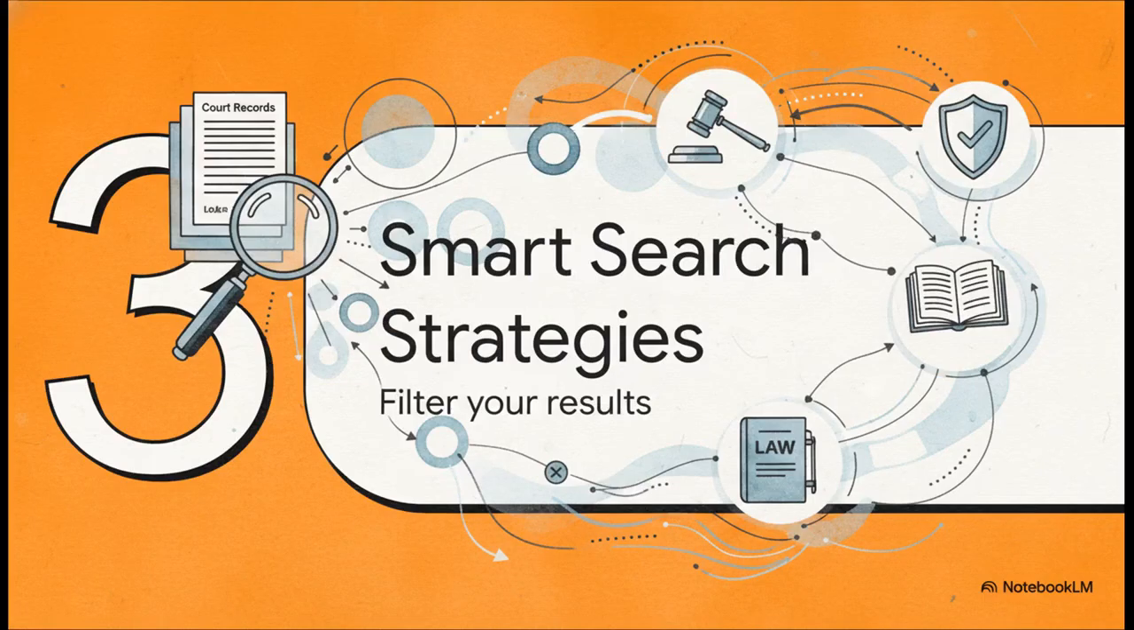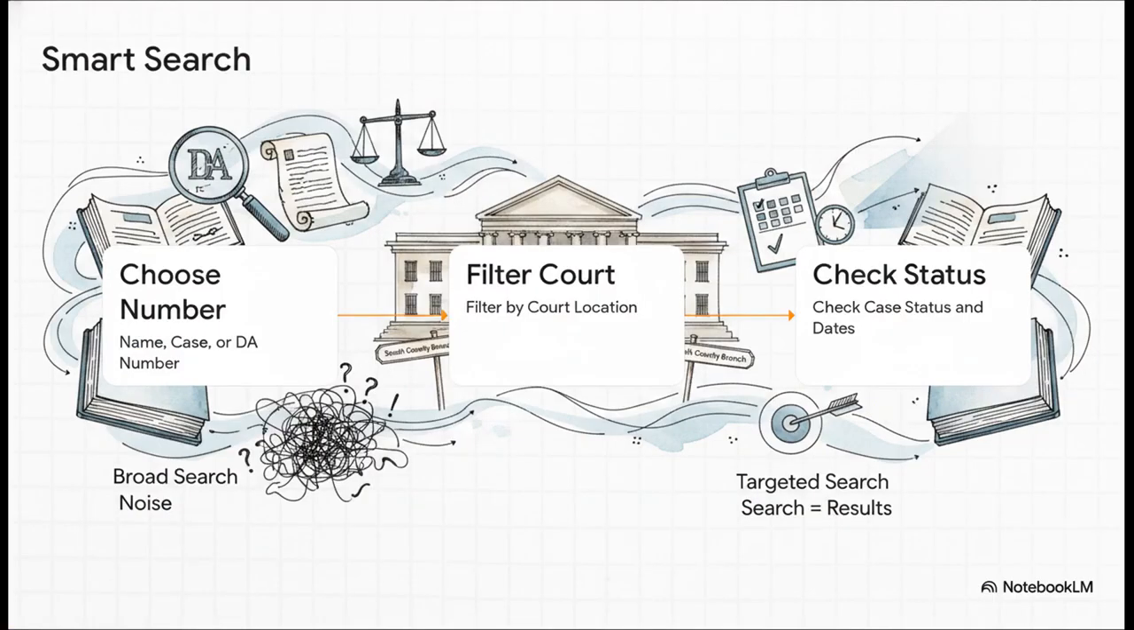All right, Section 3, Smart Search Strategies. Now that we know where to go, let's see how experienced researchers actually structure their searches. One of the absolute smartest techniques is narrowing your search before you even enter information into a database. Broad searches usually just create hundreds of irrelevant results. But if you filter by court location or search by a specific case or DA number, you dramatically improve your accuracy. You also want to pay super close attention to case status, filing dates, and party names. Cross-referencing these details helps you separate similar names and drastically reduces search errors.